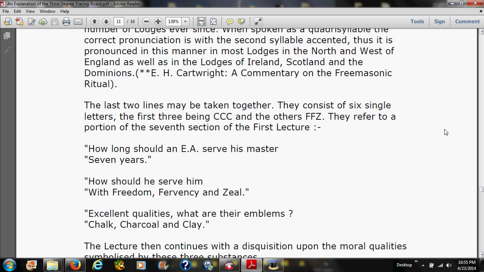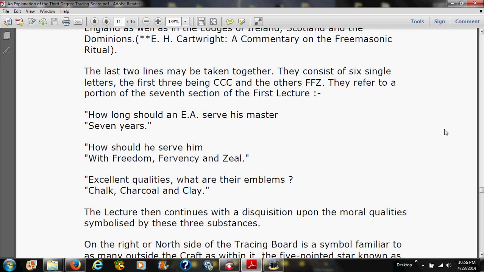The last two lines may be taken together. They consist of 6 single letters, the first 3 being CCC and the others FFZ. And they refer to a portion of the 7th section of the first lecture. How long should an EA, entered apprentice, serve his master? 7 years. How should he serve him? With freedom, fervency, and zeal.